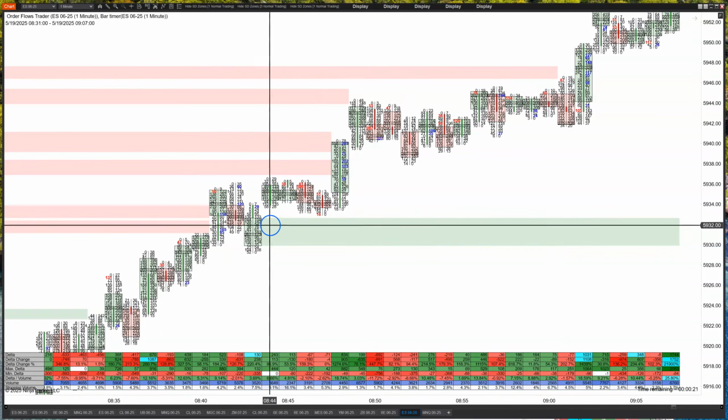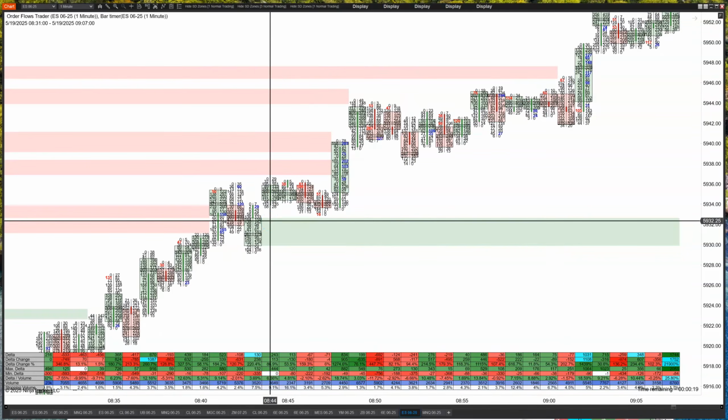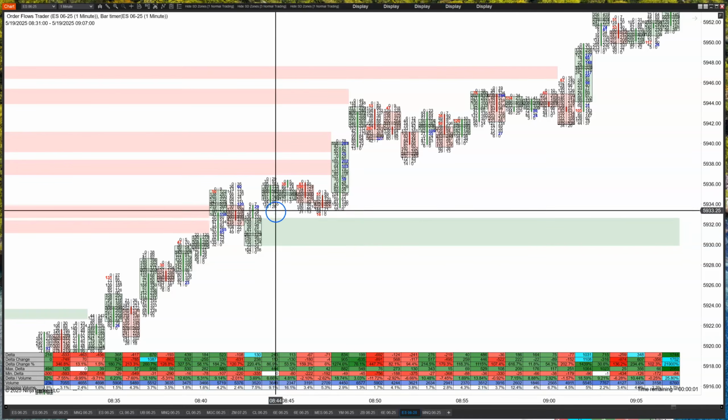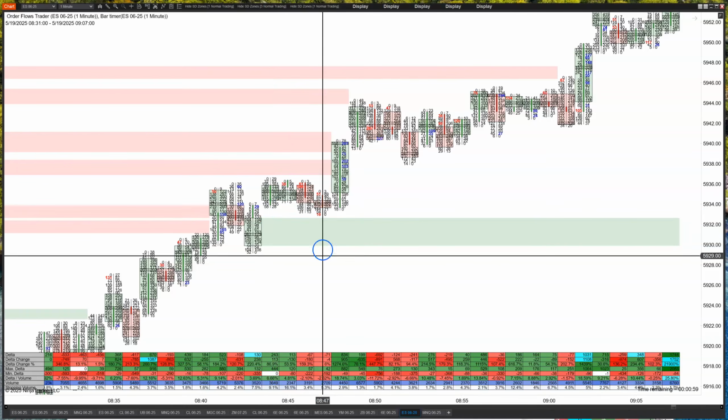What we call that is an abandoned value area. If you're a market profile follower, you're familiar with the terms naked point of control, virgin point of control, or even naked value area or virgin value area. I call them abandoned because the market is moving away from that established value.